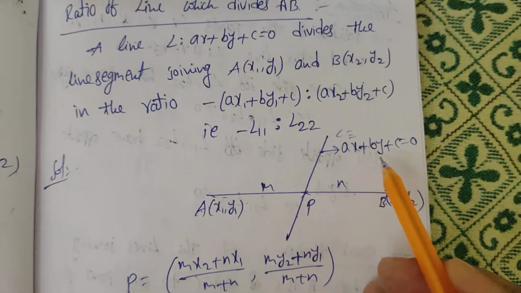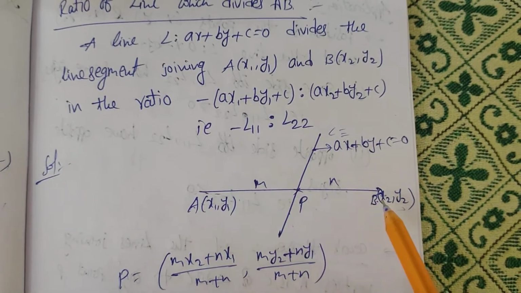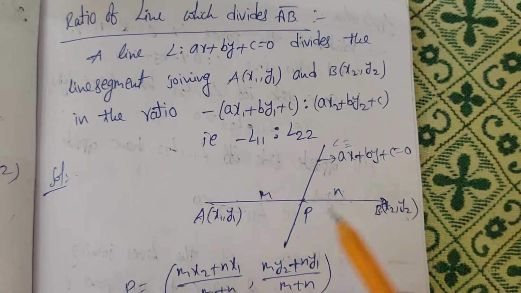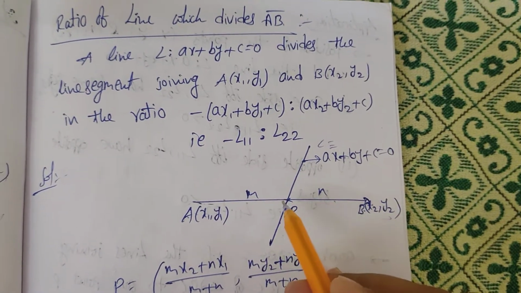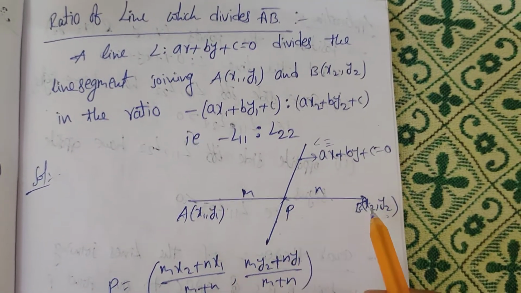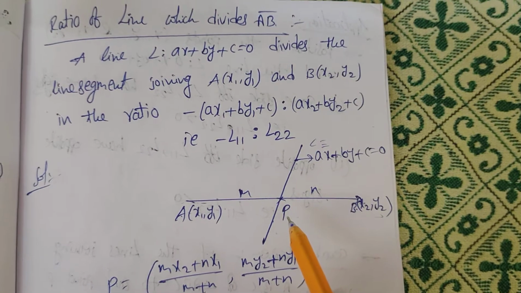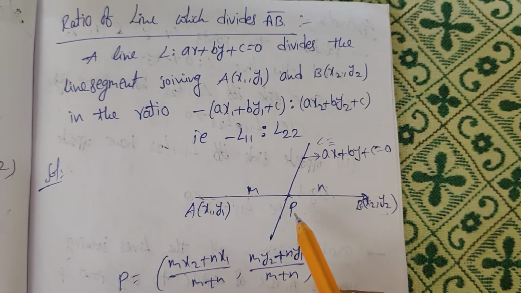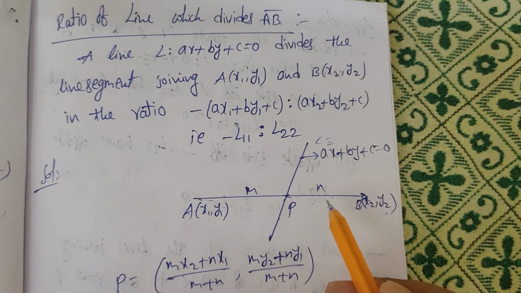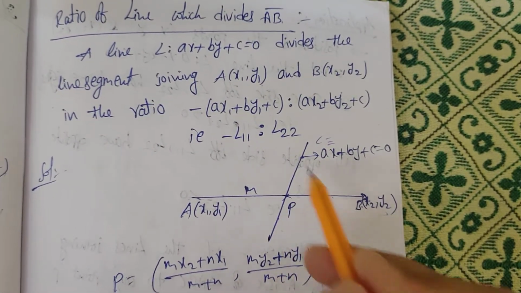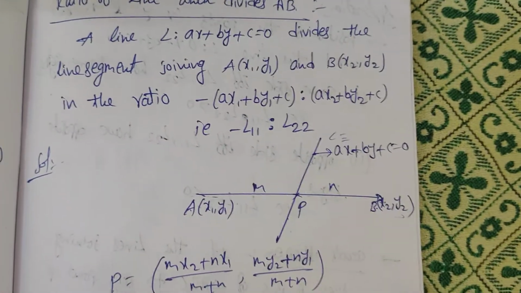So this line divides AB in some ratio, which means the whole line doesn't divide it. Only one point on this line divides this line segment AB. Let us denote that point with P. First, take that ratio as some m is to n. Now we are going to prove m is to n is equal to minus L11 is to L22.